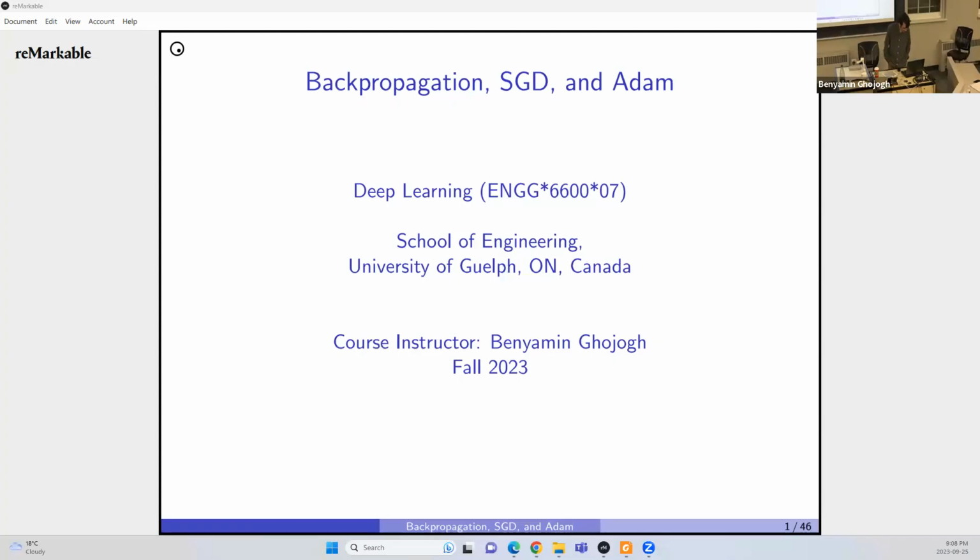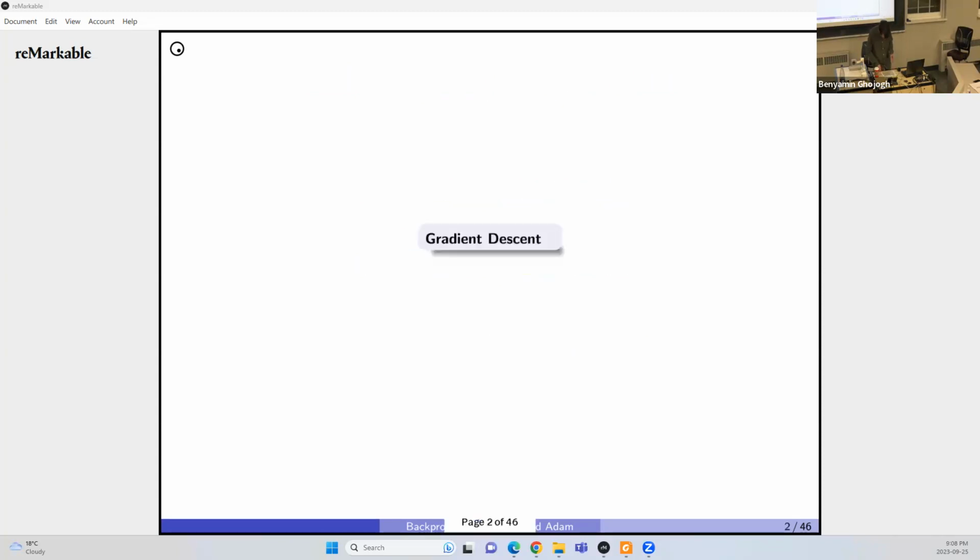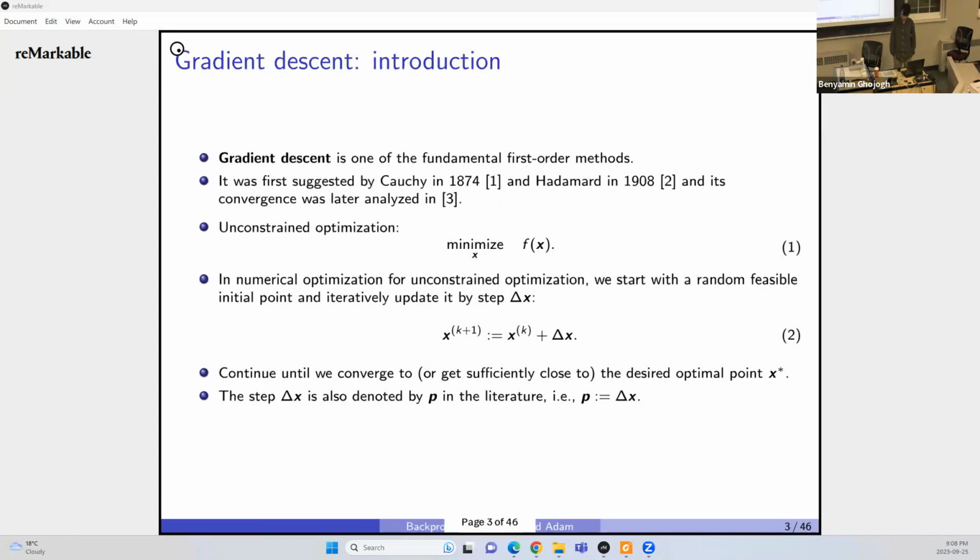Okay, let's continue. Now we have talked about the fully connected neural network or multi-layer perceptron. Let's start backpropagation and optimization of neural networks, training of neural networks. First, gradient descent. Spoiler alert: backpropagation is nothing but gradient descent and the chain rule.